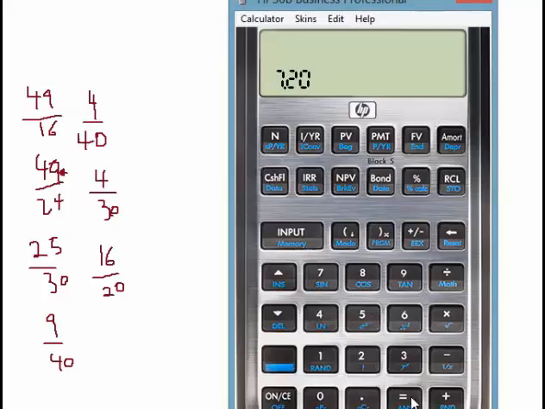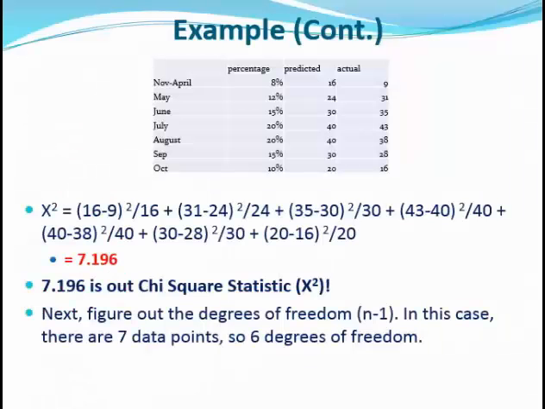I think it's actually a little bit, this is rounding off a little bit. I figured it out on the slides to be 7.196, but that's close enough. If you're rounding it off to two places, 7.196 would round off to 7.20. So our answer would be 7.2, 7.196, something to that effect. That is our chi-square statistic.